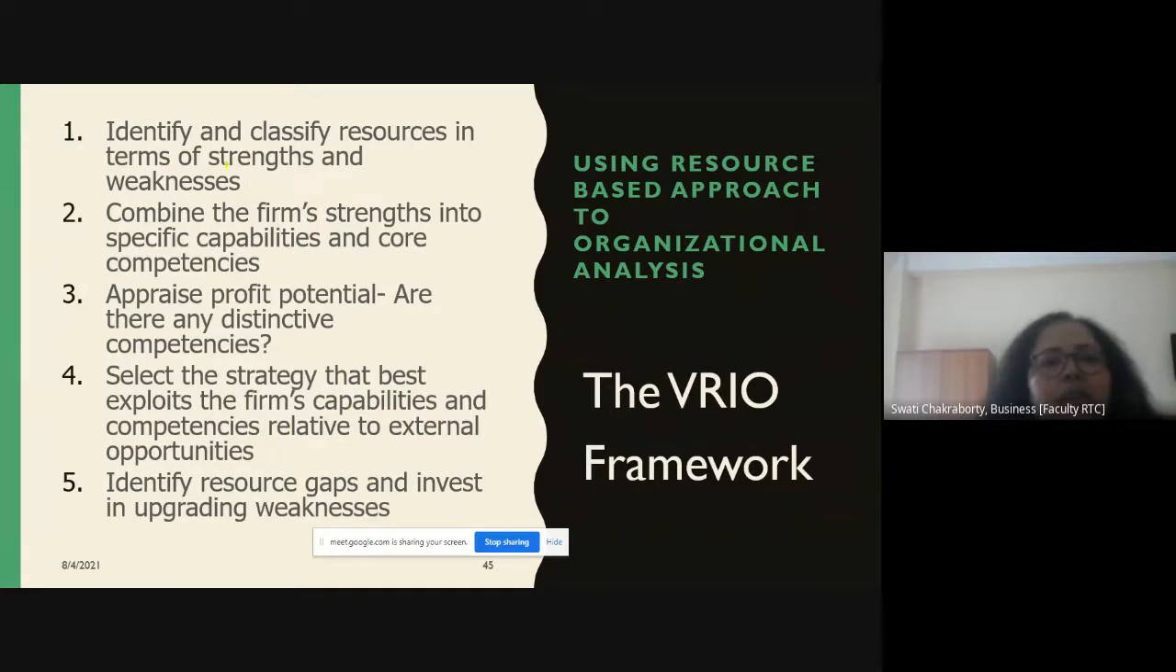So, the first thing that you need to do is to identify and classify resources in terms of strengths and weaknesses, and then combine the firm's strengths into specific capabilities and core competencies. And after that you have to appraise the profit potential. Are there any distinct competencies? Then you need to select the best strategy that would be able to exploit the firm's capabilities and competencies in a better way as compared to the external opportunities. Then you need to identify the resource gaps and invest in upgrading the weaknesses.